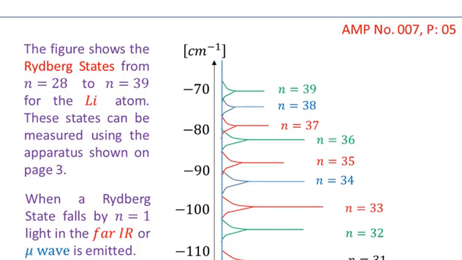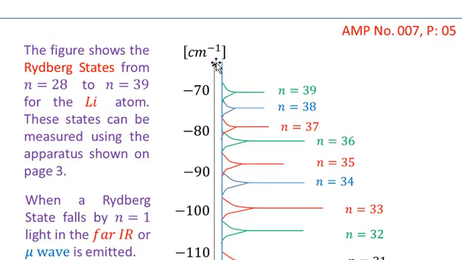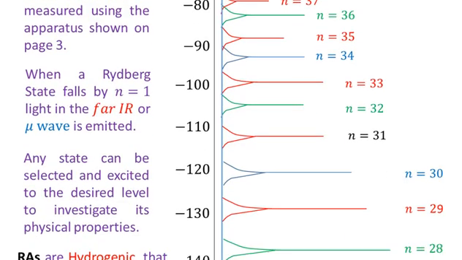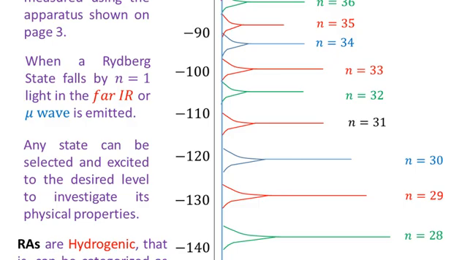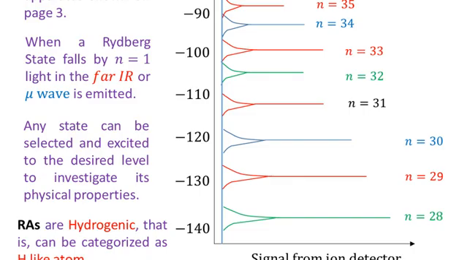And you see that along the vertical side we have plotted the energy in centimeter inverse, and these are the negative quantities corresponding to each principal quantum state n, and these depict the value of the binding energies of the Rydberg electrons in those states.